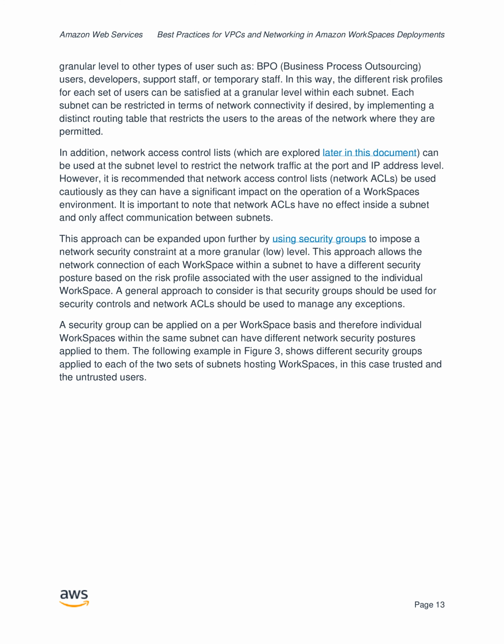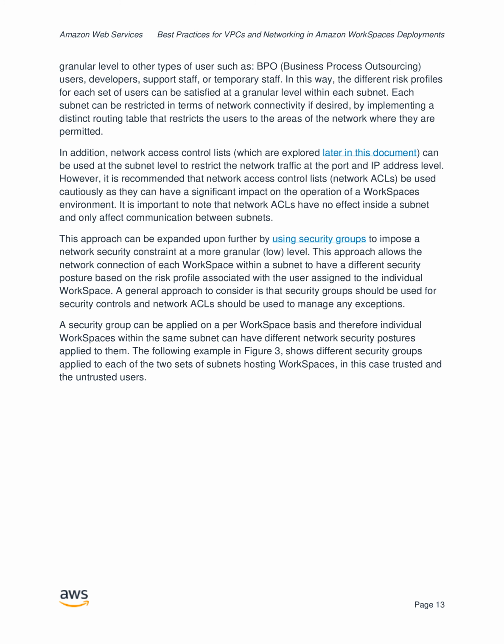In addition, network access control lists, which are explored later in this document, can be used at the subnet level to restrict the network traffic at the port and IP address level. However, it is recommended that network access control lists, network ACLs, be used cautiously as they can have a significant impact on the operation of a WorkSpaces environment. It is important to note that network ACLs have no effect inside a subnet and only affect communication between subnets.